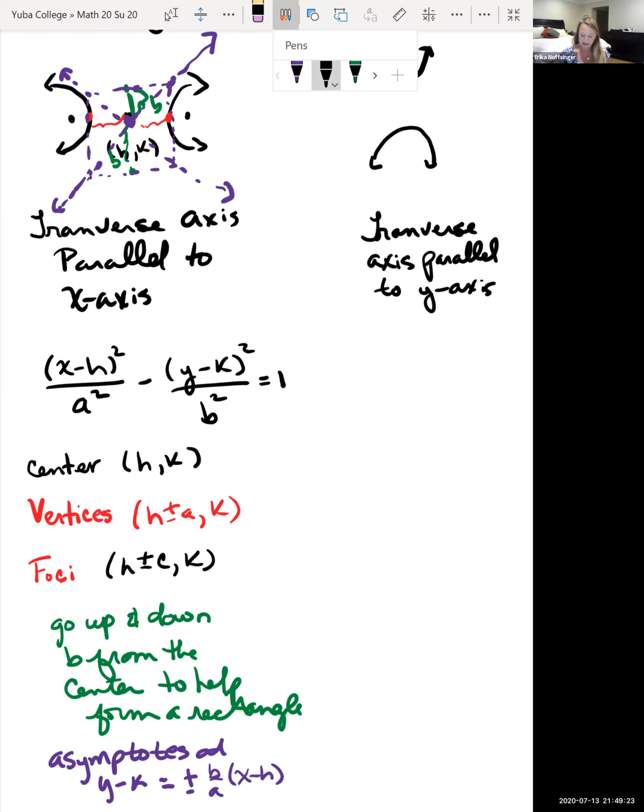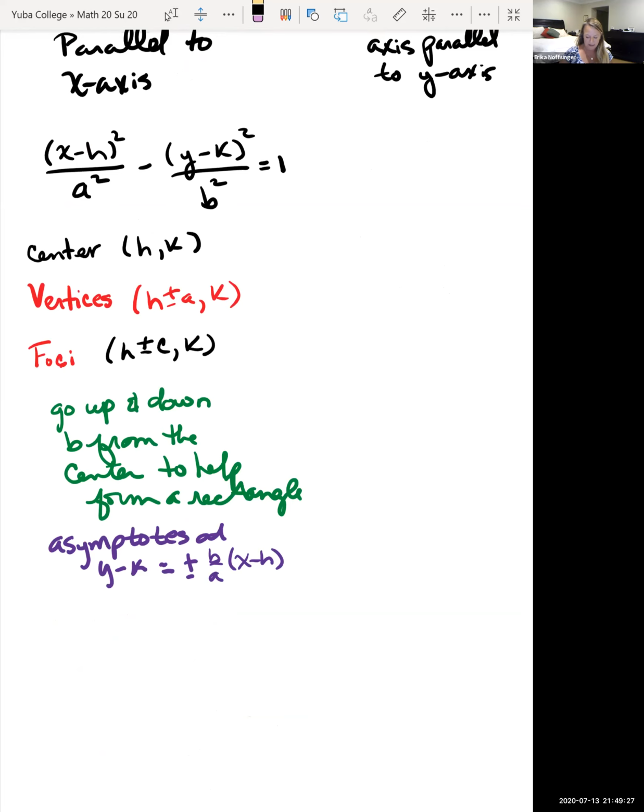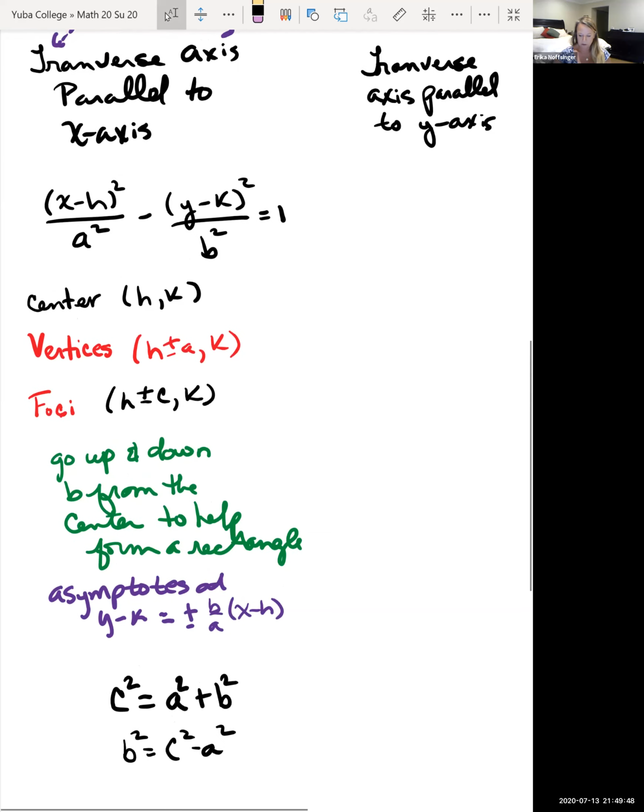Your book gives you how to find b squared. I've always learned how to find c squared. C squared is always, instead of the difference, because we don't know a is bigger, we have a squared plus b squared. They give you the formula where they solve for b squared and say, well, b squared is equal to c squared minus a squared, which is helpful to know, but we don't need to know it that way, or you can memorize it that way.